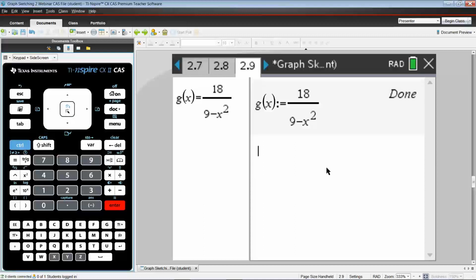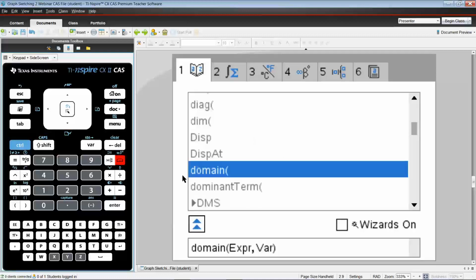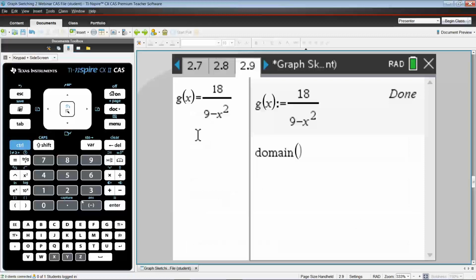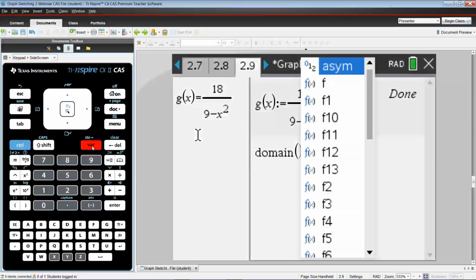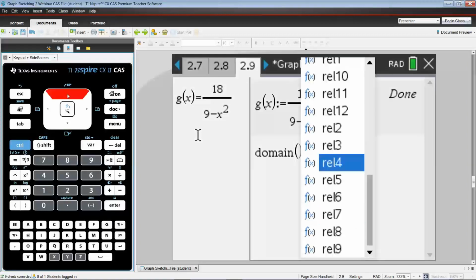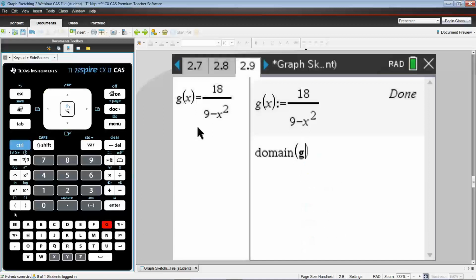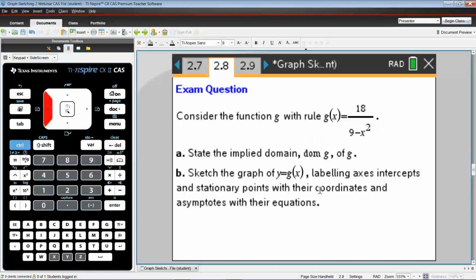To get the asymptotes, I'm going to use the domain command as I did before. So Book, domain, and then simply type g of x, comma x. You can use var and scroll up to find g of x, but it's easier to just type it in as it is. As you can see, we'll have two vertical asymptotes at x equals -3 and x equals 3. Also, we will have a horizontal asymptote at y equals 0. So that's one part of part B done.